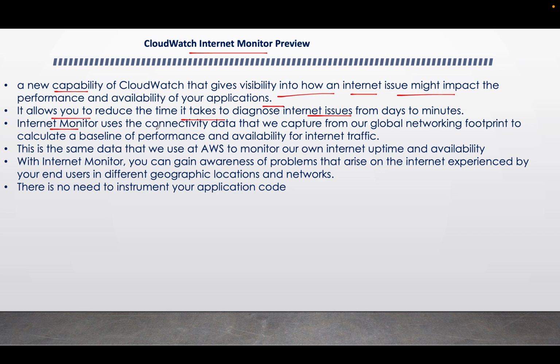Internet monitoring uses the connectivity data that AWS captures from its global networking footprint to calculate a baseline of performance and availability of your internet traffic. This is the same data that we use at AWS to monitor our own internet uptime and availability. That's the same mechanism they have now opened globally to their customers.